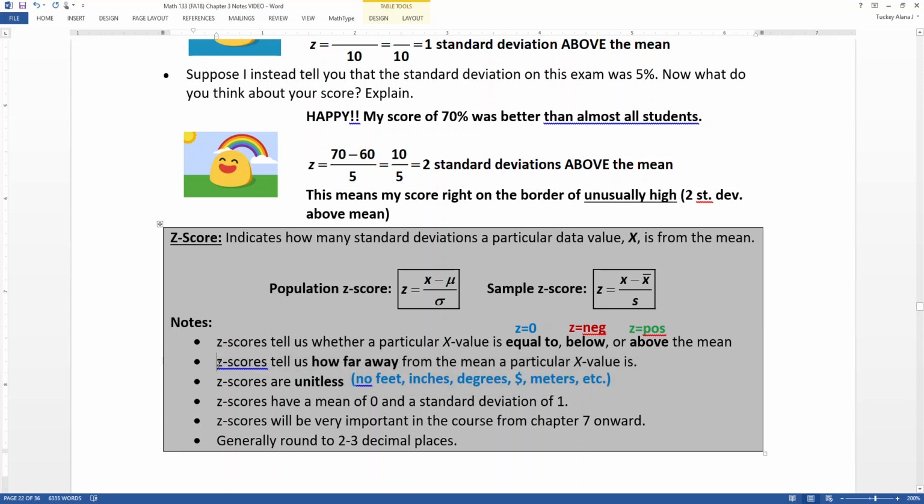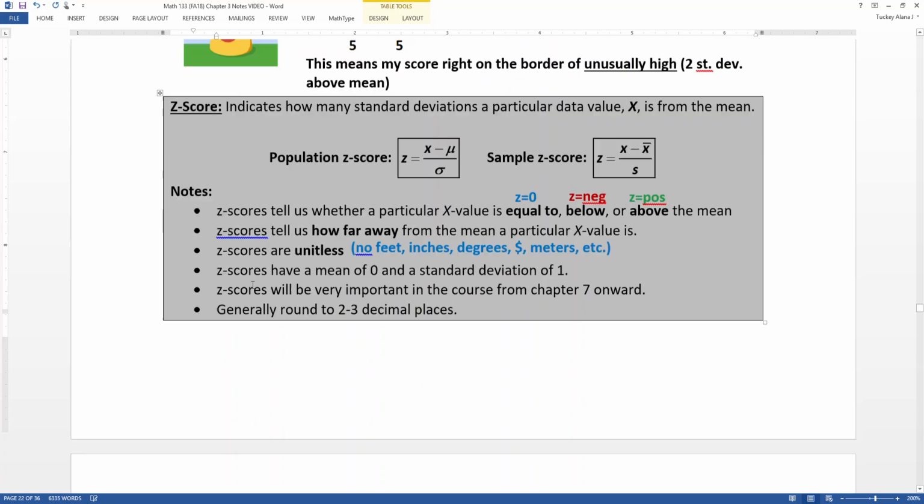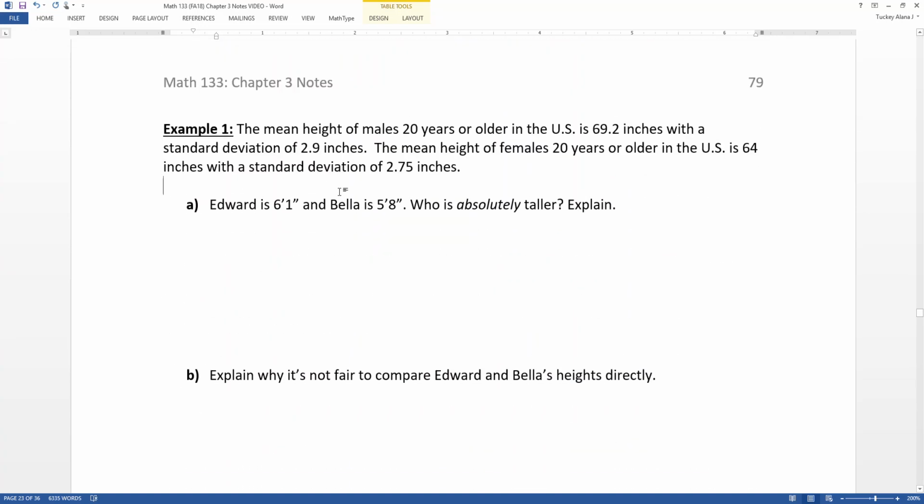So is your value far above the mean? So having a z-score of 2, 2.5, 2.75, 3, 3.5, etc. Or far below the mean, -3, -2.5, and so on. So it gives you a sense of where you fall in the order of the data set. So now let's expand upon that idea for an example.